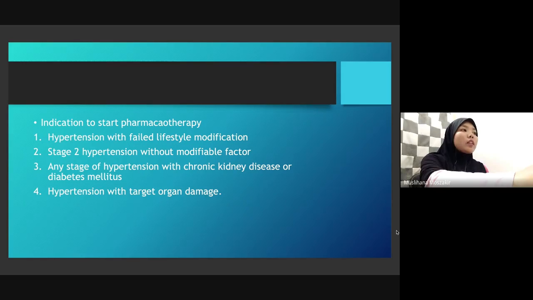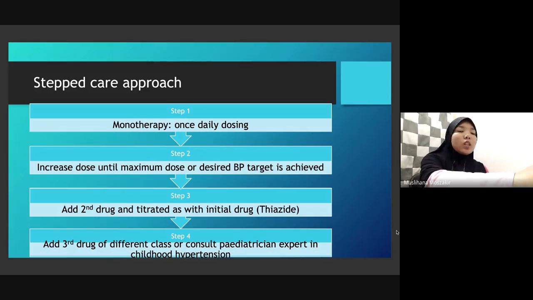And then the step care approach: the first step is we try monotherapy, which requires once daily dosing. If it's still not improved, then we increase the dose until the maximum dose for that patient, because as we know, in children we really need to be detailed and make sure the dose for each child is according to the weight and the age of the patient.